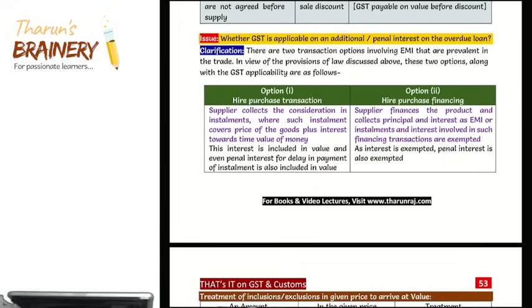We cannot conclude it as taxable. What is it that we need to know? It is included in the value and taxable accordingly. Means if the main transaction is taxable, this interest on account of delay in receipt of consideration is also taxable. Correct? So right there, included in the value and taxable accordingly.